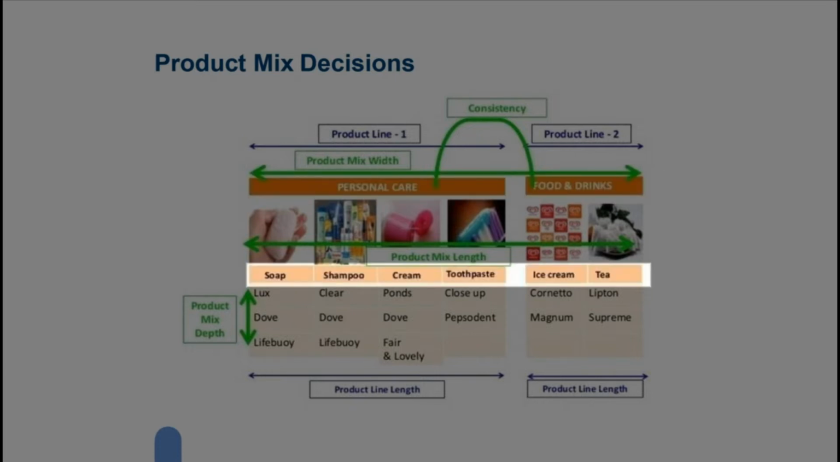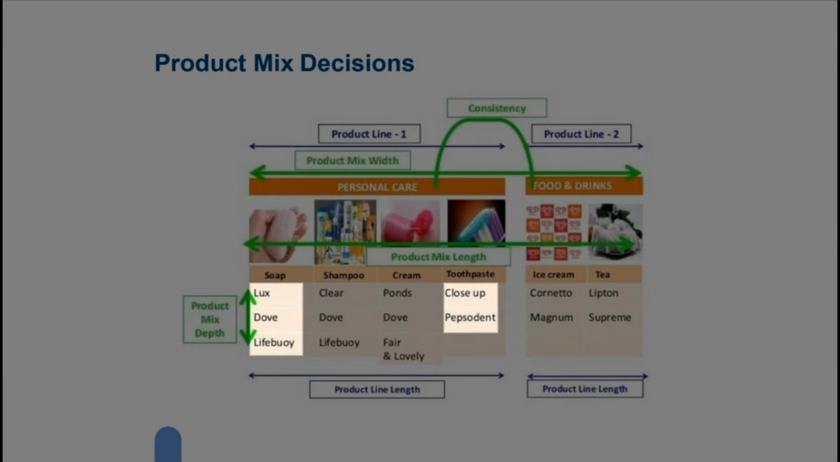Length refers to the total number of items a company carries within its product lines. So product mix length is the quantity of each item in every product line. Okay, so from this picture we can count only 1, 2, 3, 4, 5, 6 types of items in our product mix length. So product mix depth refers to the number of versions offered for each product in the line.